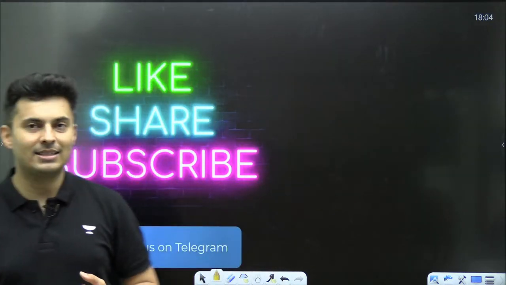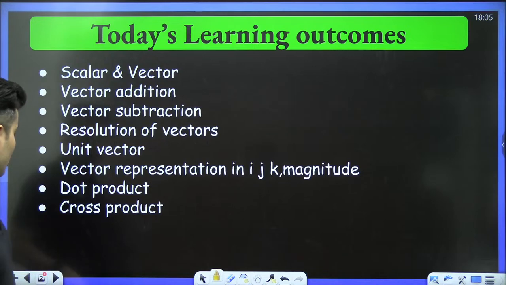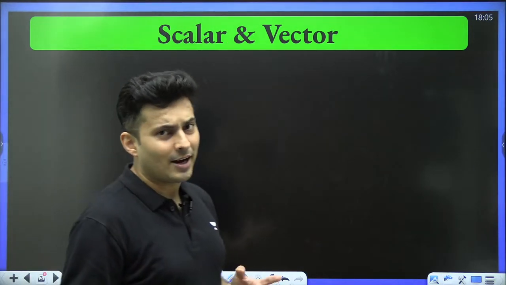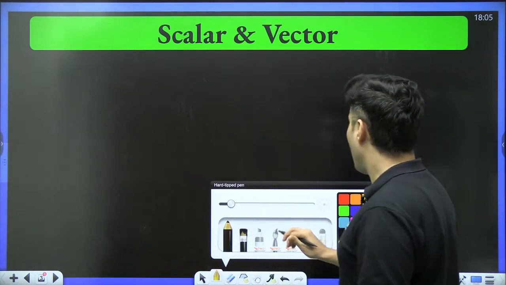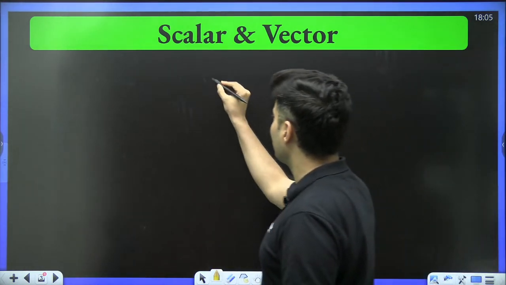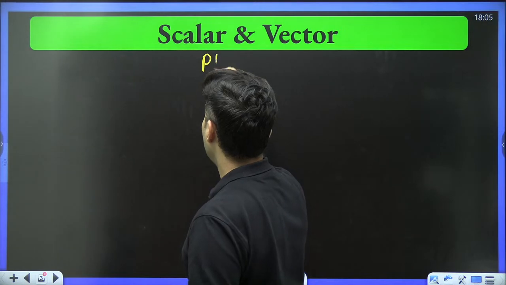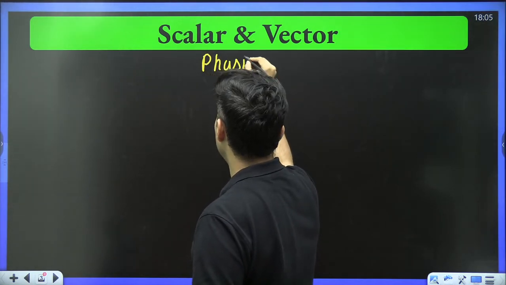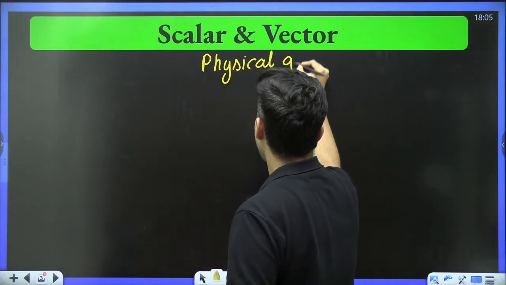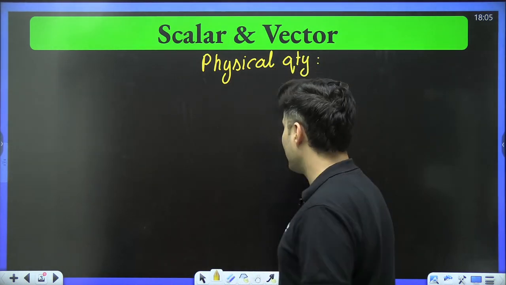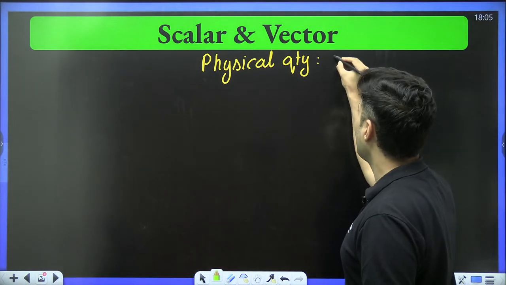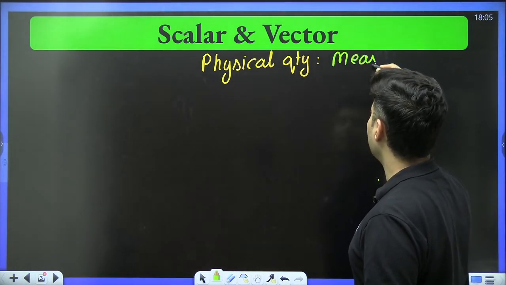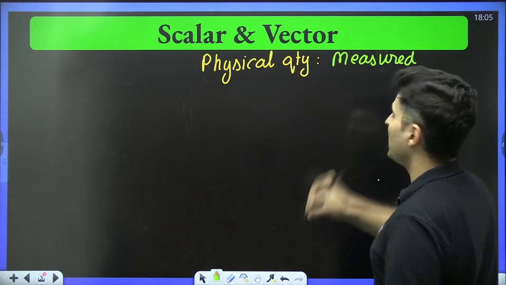So let's begin the class, guys. Let's start with scalars and vectors. Now, to talk about it first, I will tell you about something called physical quantity. Now, what is the meaning of physical quantity, my dear students? Physical quantity is basically anything which can be measured.